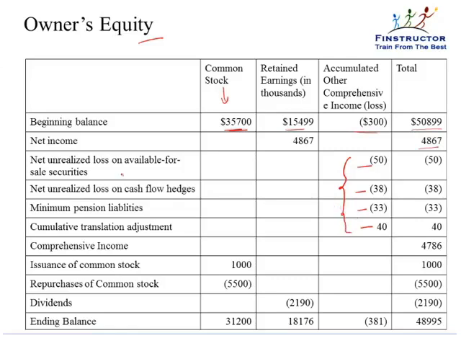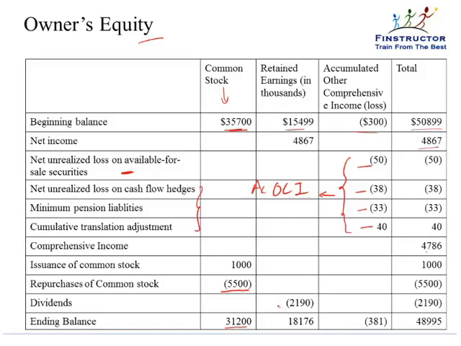You know the available for sale part now. However, you can ignore the other three, but note that they will affect my total equity in the other comprehensive income, or the accumulated other comprehensive income section. Company issued new stock worth $1,000, so that gets added, and it repurchased stock worth $5,500. So the common stock reduced to $31,200.